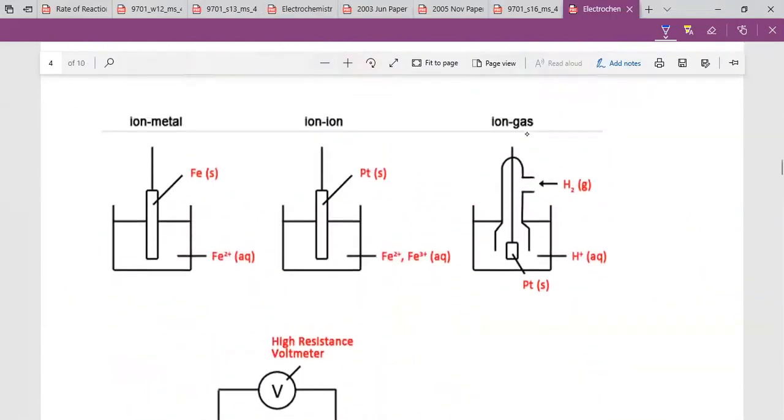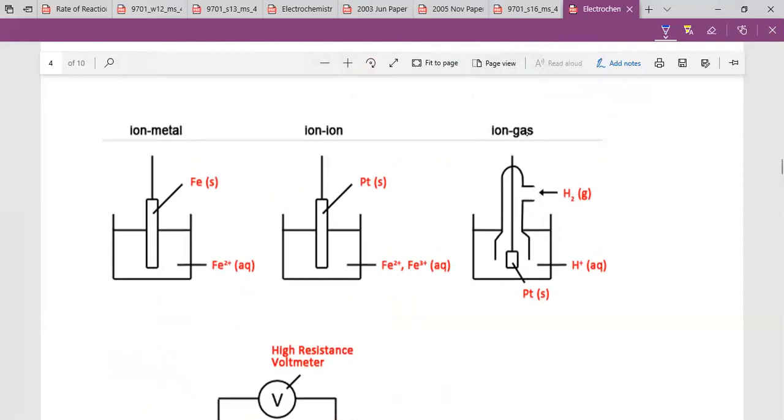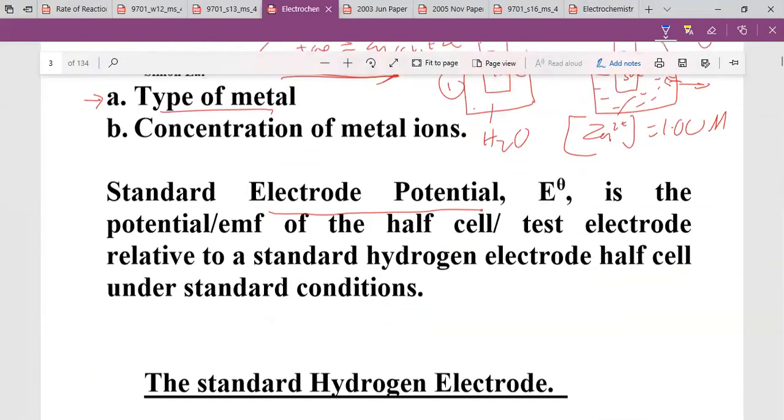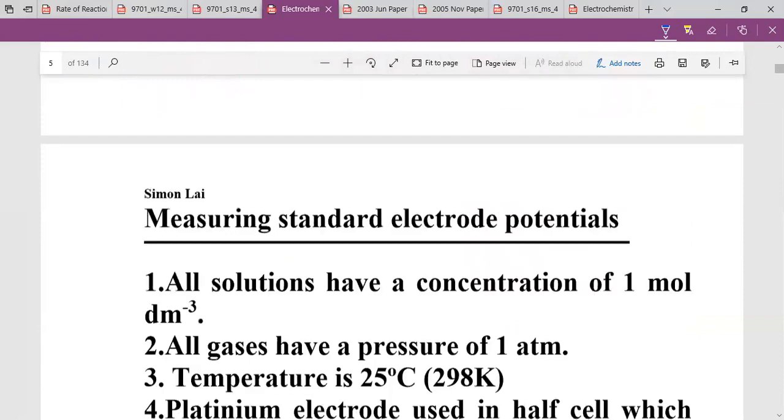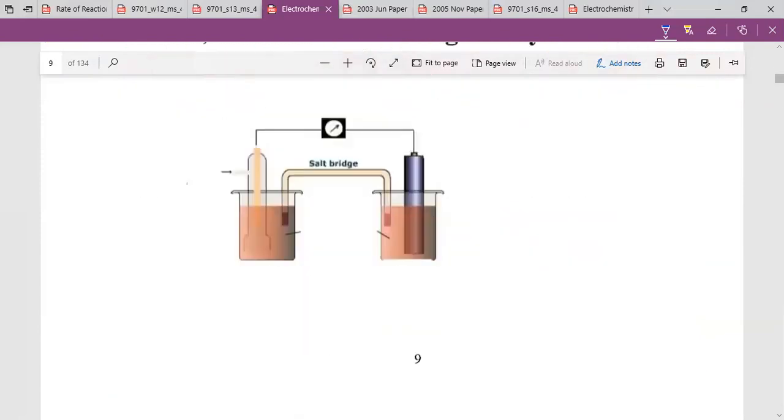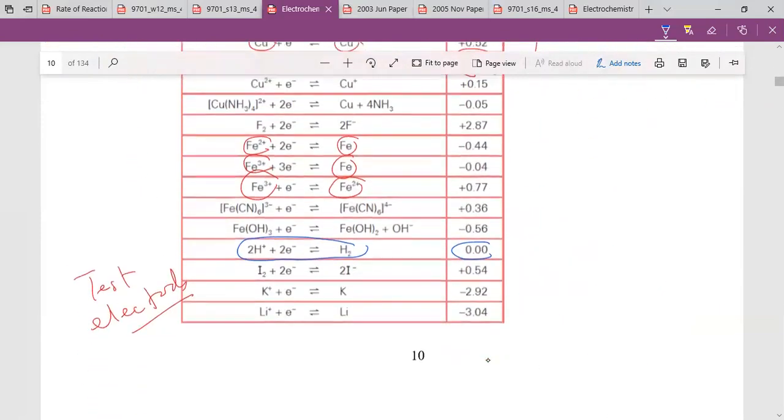All right, now here, as I said, is a nice website which I found. So first of all, metal and metal ions. If it's Fe and Fe2+, or Fe and Fe3+, they're both different. Look at it for a while. Depending on what system you have, there are four systems.